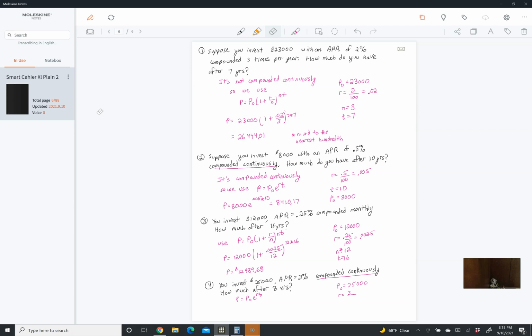Our R is 3 over 100. Notice if you forget to divide by 100, that's the equivalent of saying that it's 300%. Your final answer will be huge here. So you're going to know that you made a mistake. And your T is equal to 8. So if we plug that in, we get 25,000 times E to the 0.03 times 8. And if we plug that into our calculators, we get $31,781.28.